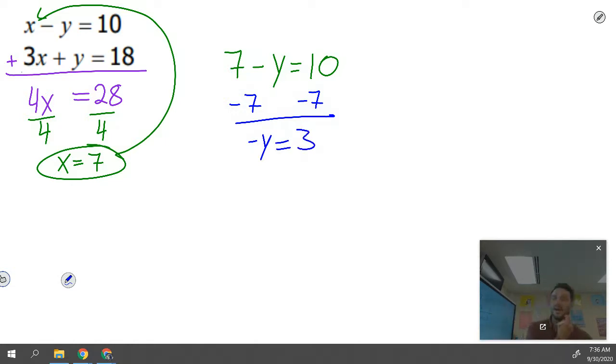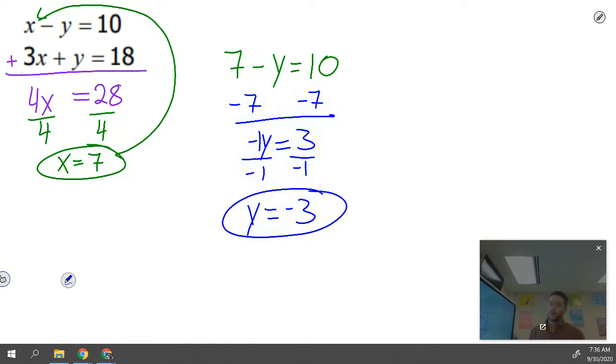But I don't want negative y. I need a positive y. Anytime you have a negative variable, to get rid of that, we'll just divide by negative 1. Divide by negative 1. That's really what's here, right? This is negative 1. We don't write the 1 because it's implied, but we will divide by negative 1. So we get y equals negative 3.